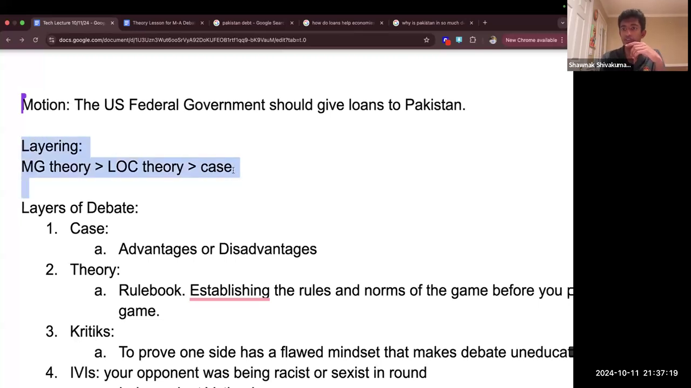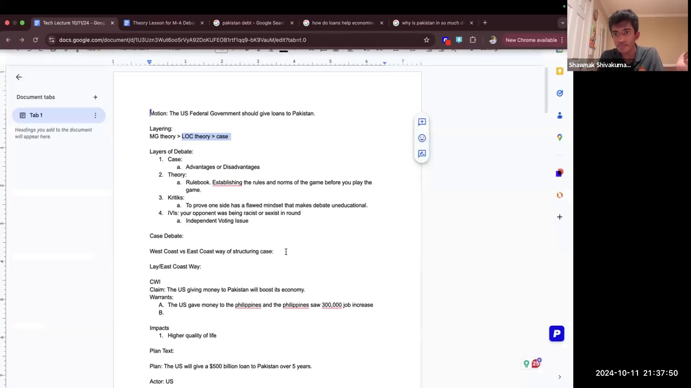Very, very important. Layering will win 99% of rounds, even in case debates. In the case layer, layering is weighing. When you weigh impacts, you say, prefer economy over healthcare. That's a form of layering, right? If we win economy, we win the round. It doesn't matter if they win healthcare, because economy is more important. Same thing here. If we win MG theory, we win the round. It doesn't matter if they win LC theory or they win case.